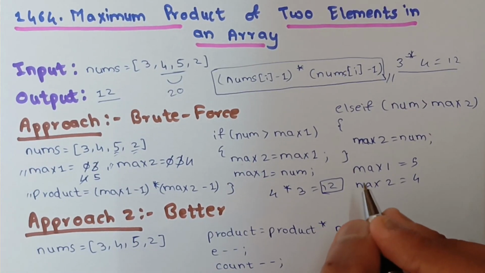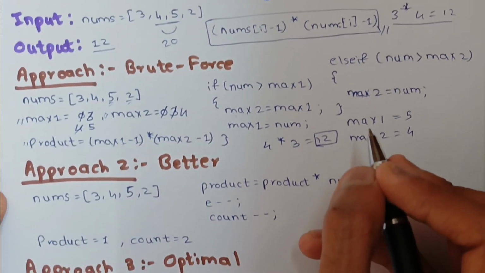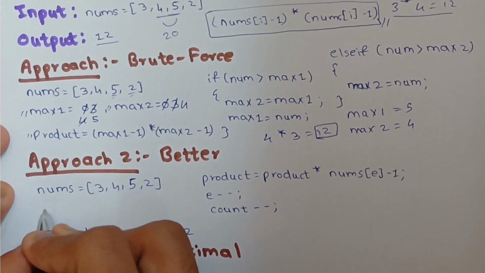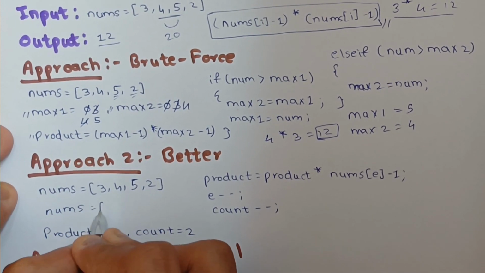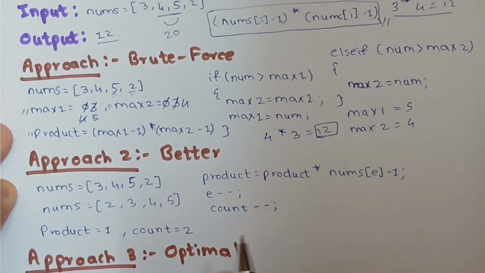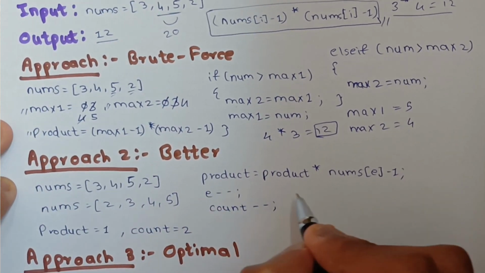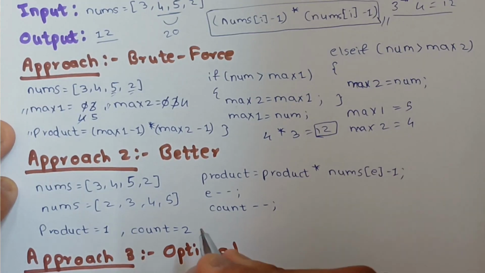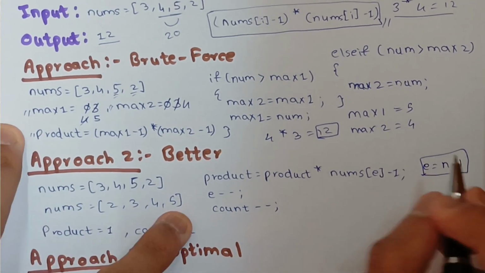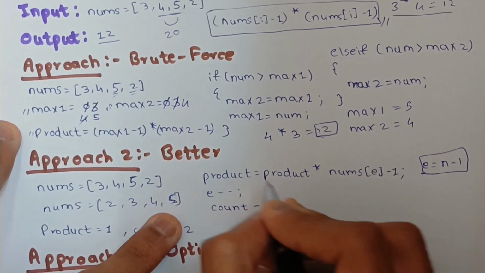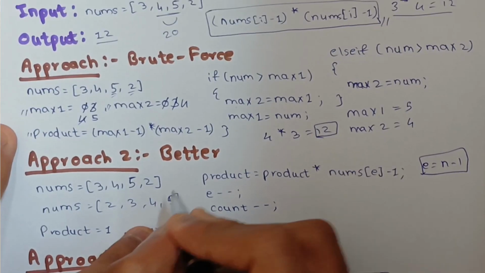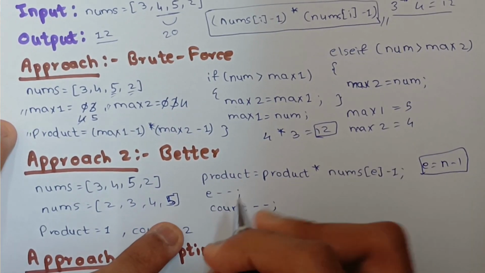So let's go to the better solution. In the better solution, we will simply sort this nums array. After sorting it will look like nums equal to 2, 3, 4 and 5. Now we will take a product variable and an ending pointer, where the ending pointer is equal to n minus 1, meaning at the start the ending pointer will be at 5. We will iterate two times, meaning we have to find the two elements, so we will take count equal to 2.